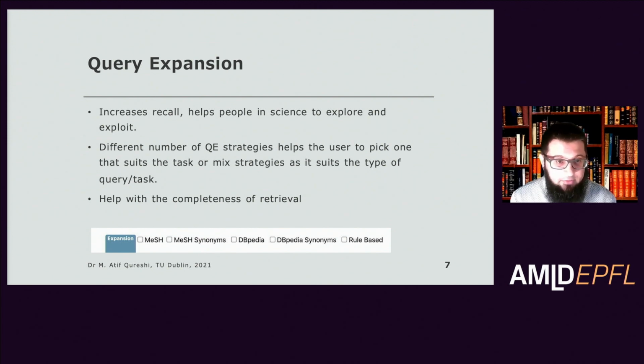Why different strategies for query expansion? Because they help the user to pick, mix and merge whatever they need for the task, or mixture of tasks, or type of query needs. It helps with the completeness of retrieval results. Imagine when you're looking for something and you don't know what you're looking for, perhaps increasing the recall and then bringing it together in an organized way, such as facets, could be very useful.